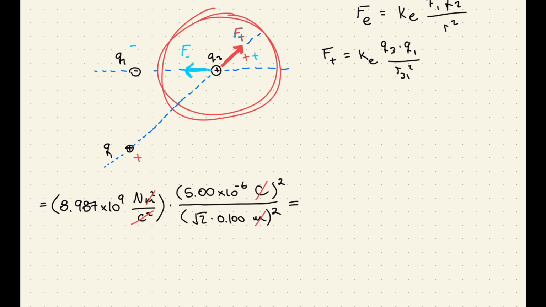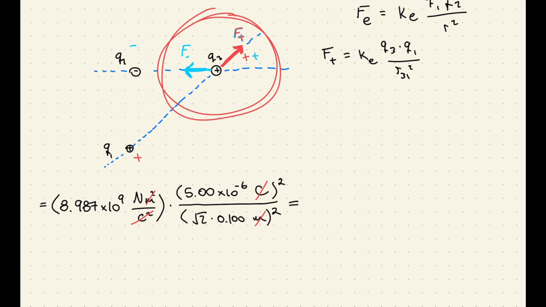Amazing. Let's plug all of these numbers in together. 8.987 times 10 to the 9 times, open bracket, 5 times 10 to the minus 6, close bracket, squared, divided by open bracket.